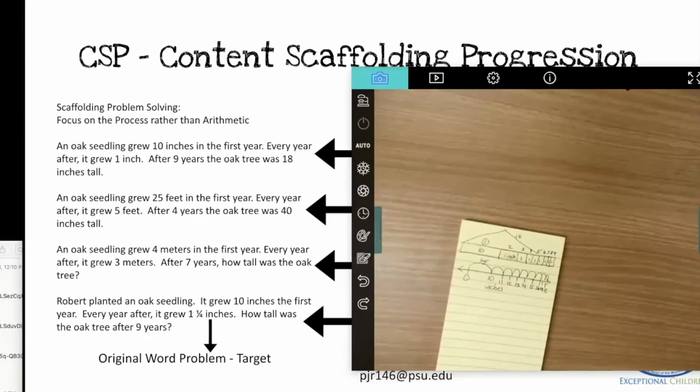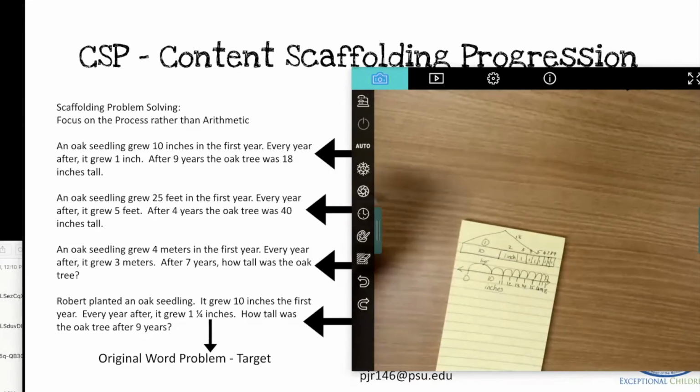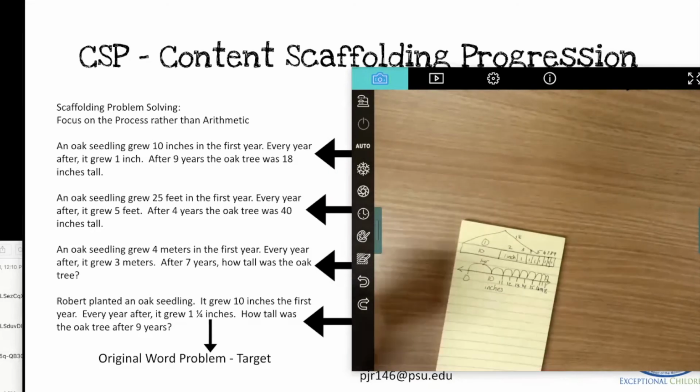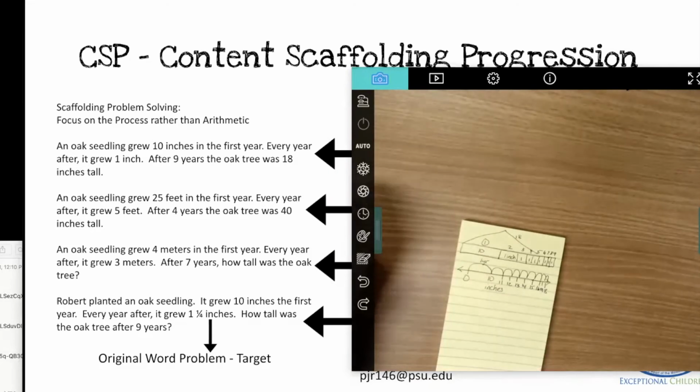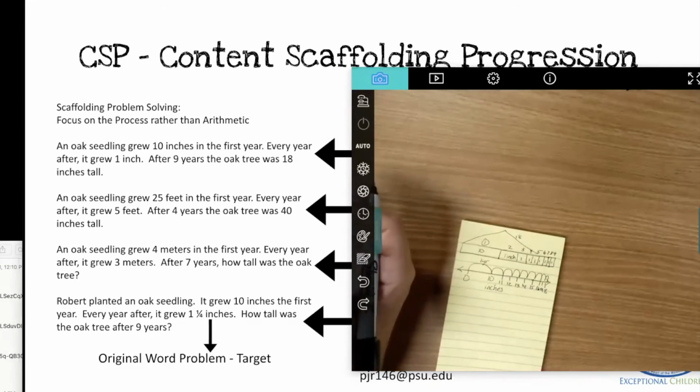So for our next one, I'm still, again, going to guide them, and I'll probably even read the problem. And I'll say, the oak seedling grew 25 feet in the first year. Can I use, again, this bar model maybe? Could I use a number line? I do not want them drawing a tree. I want them thinking mathematically. So I'm going to think about what can they use? What are some things that the student can use to do this mathematically?